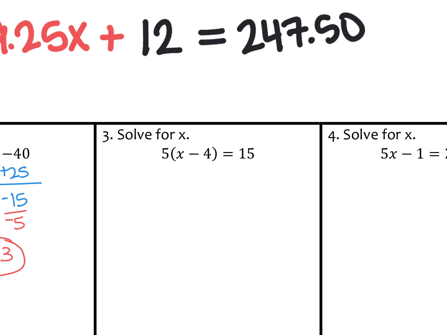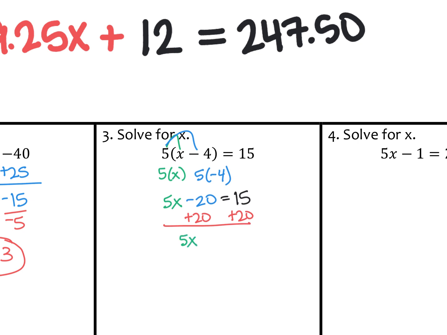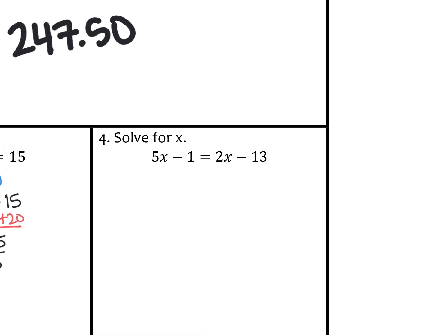Okay. All right, this next one, first we're going to use that rainbow property called distribution. So 5 times x is 5x. 5 times negative 4 is negative 20. Okay, opposite operations here, or inverse operations, you might also hear it called. We're going to add 20 to both sides using our calculator. 15 plus 20 is 35. Dividing both sides by 5, that last step, x is 7. Again, if you ever need to pause it, please do so.